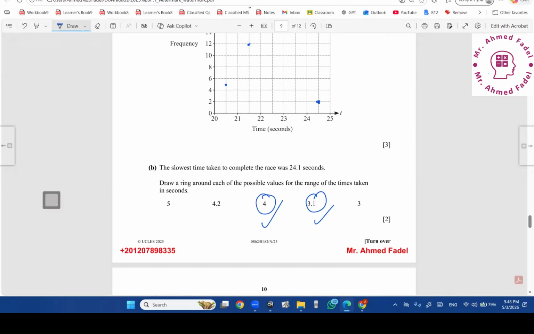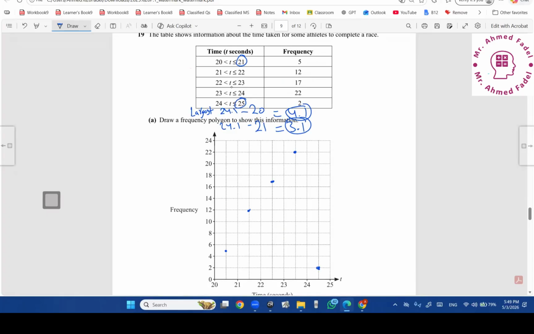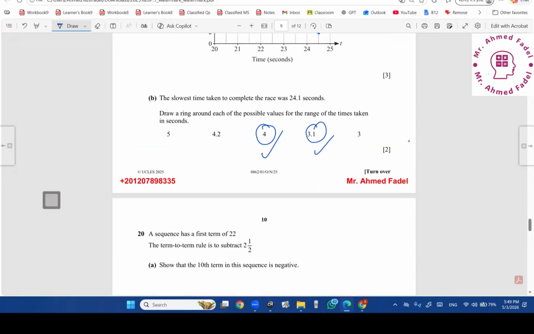Again, if they are requesting only to find the range, that's it. You do largest, which is 25, minus smallest, which is 20. That would give you 5. That's if they're saying to you, find the range. But over here, it's different. They told you the slowest one is 24.1, not 25, and they are asking about more than one possible answer. So it is 24.1, either minus 21 or minus 20. Both possible answers are around 3.1 and 4.1, which is going to lead you to this.